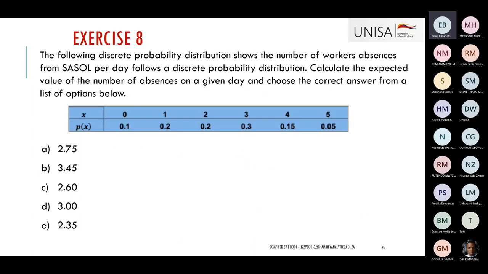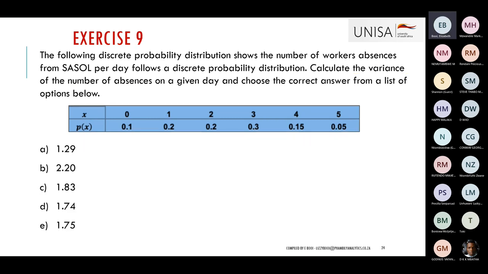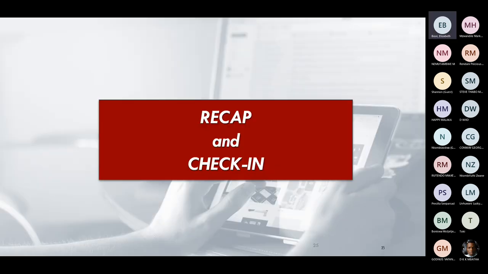And let me know as well when you send those messages so I can follow up as well. All right. And the last questions, I think I said 8, right? So the other question is just asking you to calculate the expected value, and the last one will ask you to calculate the variance. And that concludes today's session. We are right on time, 2 minutes.